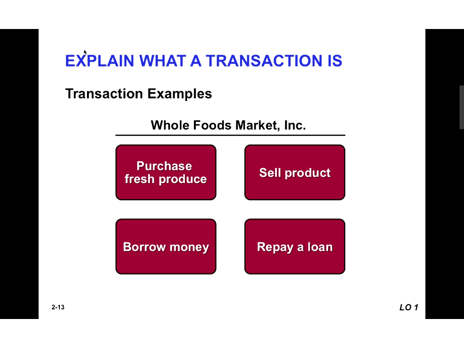We have sell product. They can sell you something. So you buy something at Whole Foods, and Whole Foods has a transaction. They're getting cash, and they're giving up inventory. Whole Foods can borrow money. They can go to the bank and borrow money. What they get is cash, and they give up their IOU. They have a debt now. They can repay a loan. They can give up cash, and in return, they're released from their debt.